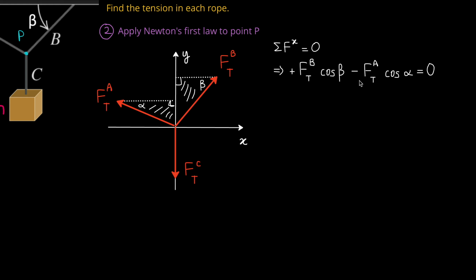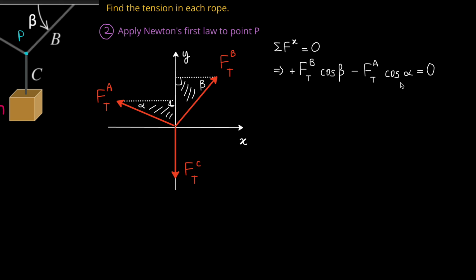The second term, FTA cosine alpha, is the x component of the tension force in rope A, with a negative sign since that force is pointing left. And these two add up to 0 by Newton's first law. Now in this equation we see that we have two unknowns, FTB and FTA, and this is only one equation, so we need another equation. Since we have two unknowns, we need two equations to solve for each unknown. What do we do next?